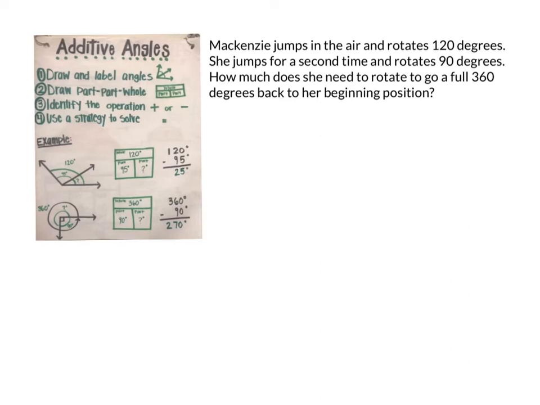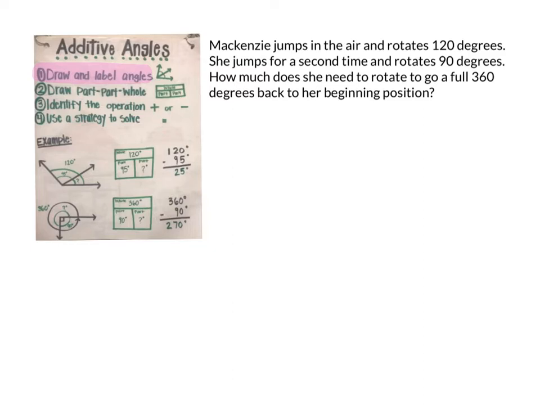Mackenzie jumps in the air and rotates 120 degrees. She jumps for a second time and rotates 90 degrees. How much does she need to rotate to go a full 360 degrees back to her beginning position? So this problem looks a little bit different than the problems we were solving yesterday. First thing I notice is we're not given a picture. So I go to step 1 on our anchor chart, draw and label angles. This step is going to be really important in figuring out how to solve this problem.